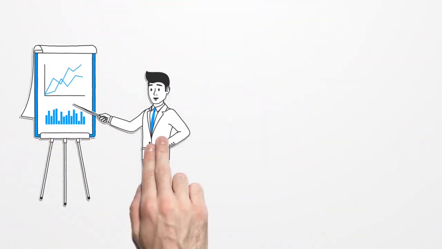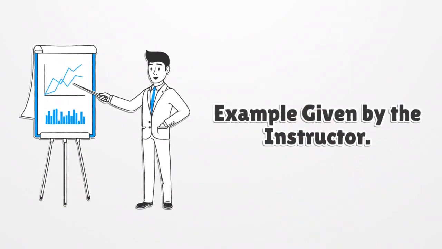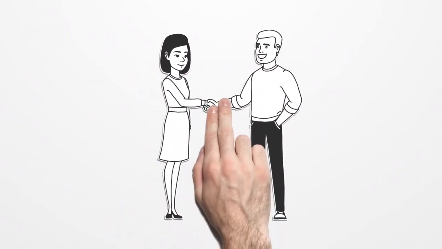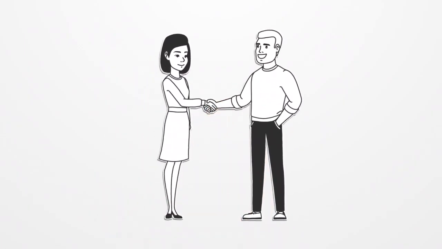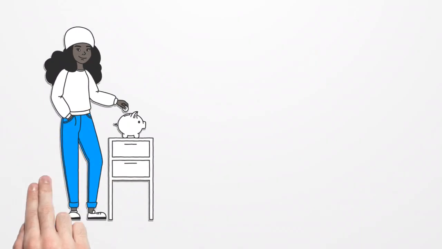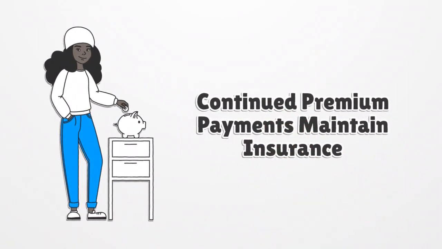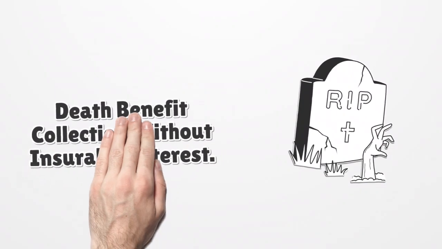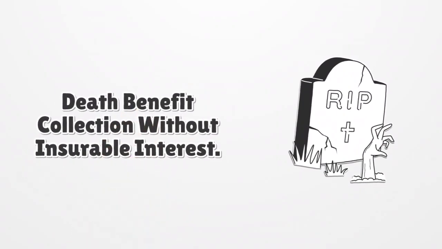Imagine that, sadly, Pearl and Don's marriage ends in divorce years after purchasing life insurance policies on each other. As long as they continue to pay the premiums, they can keep the policies in force, even if they no longer have an insurable interest in each other. If one of them passes away, the other can still collect the death benefit, as insurable interest is only required at the time of application.